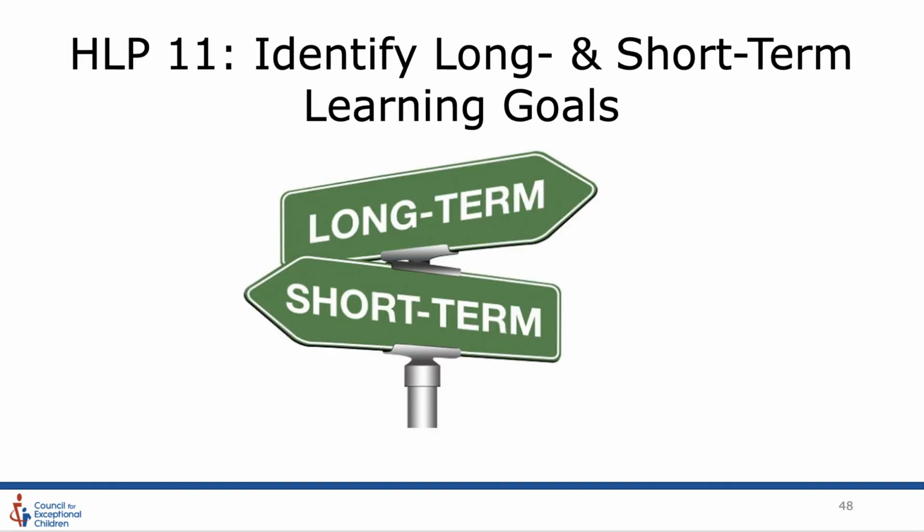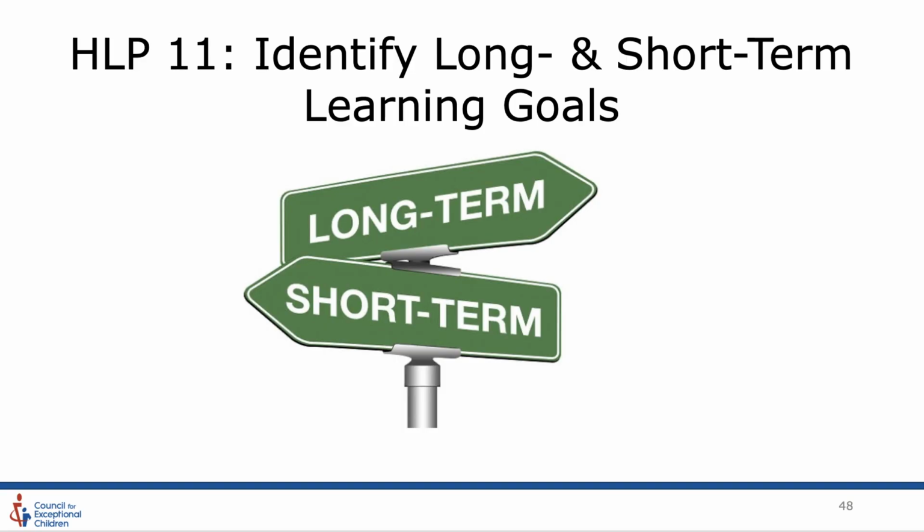This HLP goes hand in hand with HLP number 11, which is to identify long and short-term learning goals. From my perspective, when we use the HLPs from the collaboration domain, where we're working collaboratively with our colleagues, but also with family members to come up with a logical set of supports for students, then we're using the HLPs from the assessment domain, where we're using a range of data sources and communicating clearly with colleagues and families around the results of those assessments.